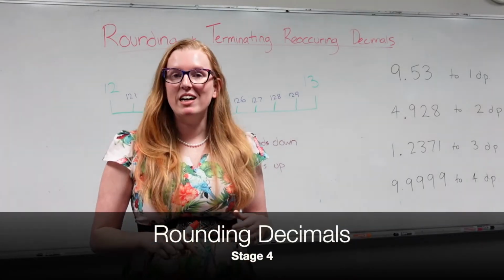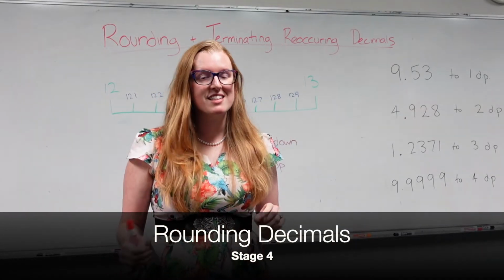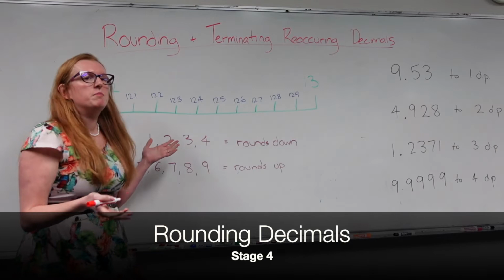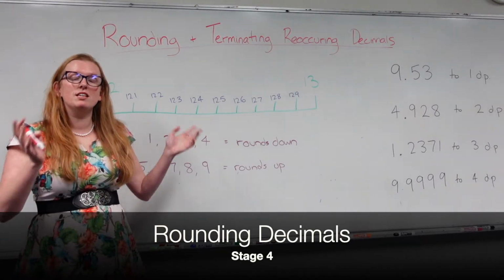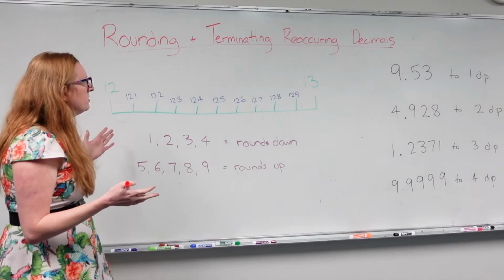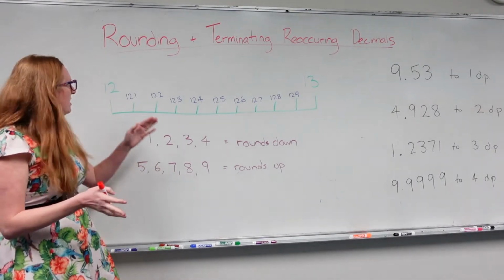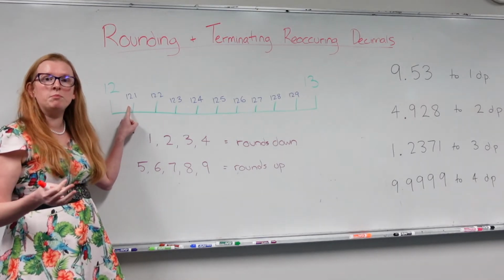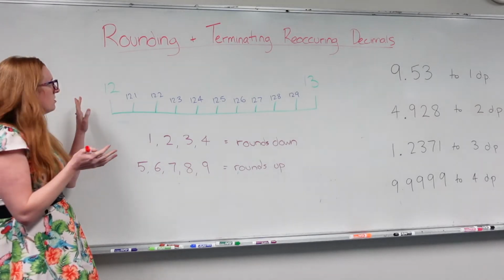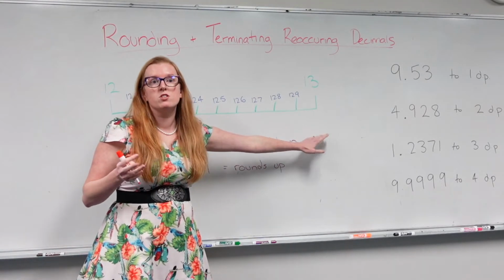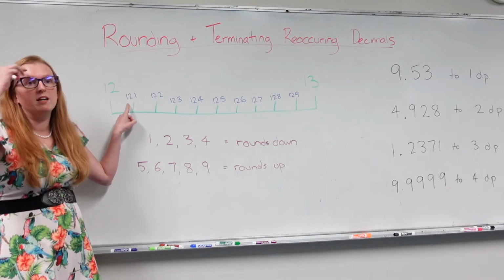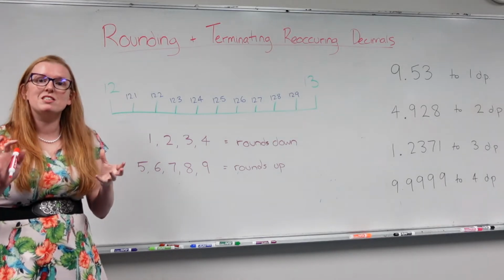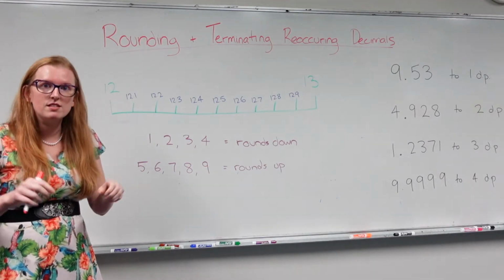Today we're going to look at rounding decimals to a certain number of decimal places, and later we'll look at terminating and recurring decimals. Sometimes we're told to round to the nearest whole number. For example, if I did some calculations and got an answer of 12.1 and needed to round to the nearest whole number, my whole numbers could either be 12 or 13. Obviously my answer, 12.1, is somewhere in between 12 and 13, and I need to choose which is the closest whole number.